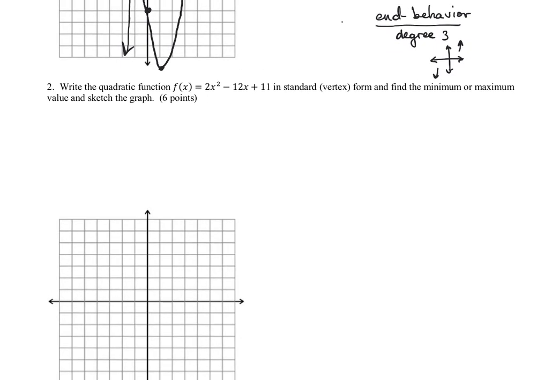Okay, question 2, this is from section 3.1. We have a quadratic function here. Now it's in general form, and the task is to write it in standard form or vertex form to find the minimum or maximum value and sketch the graph. So the process we're going to use, remember, is called complete the square.